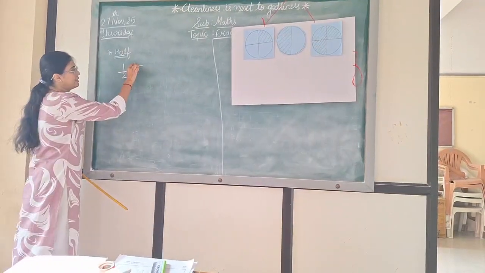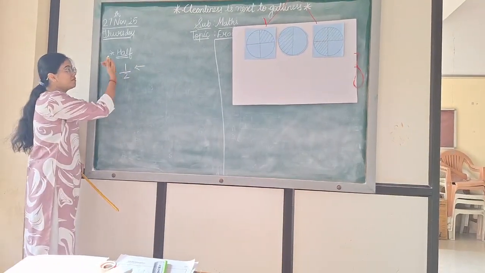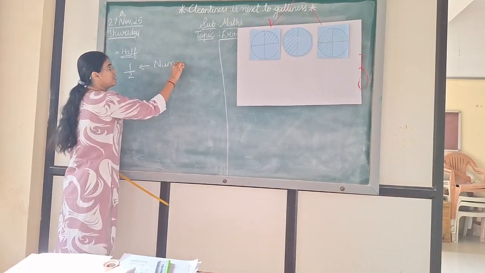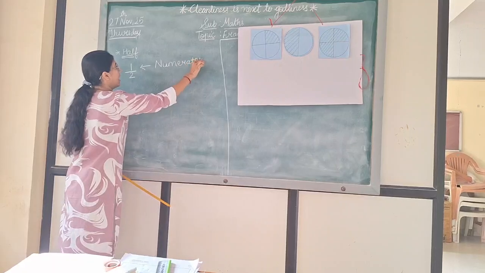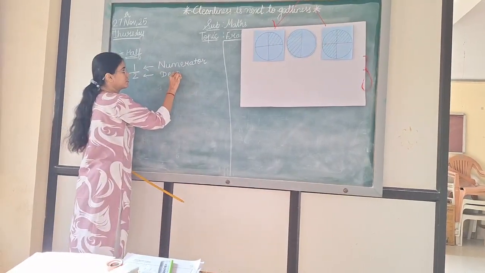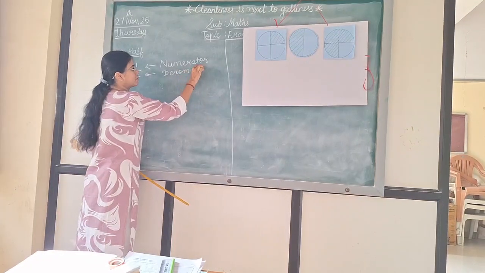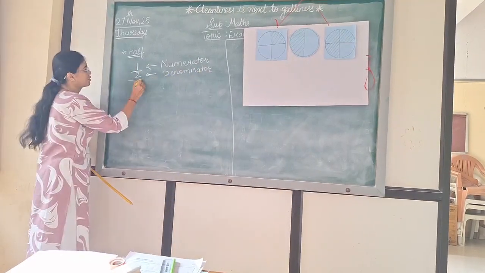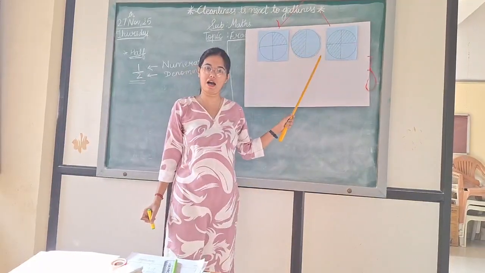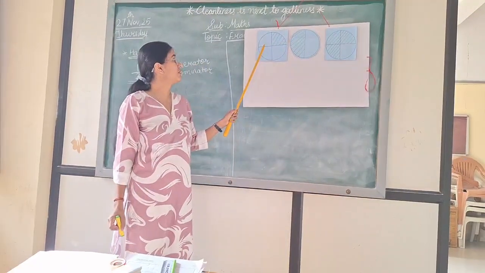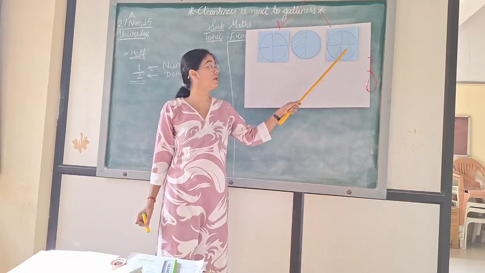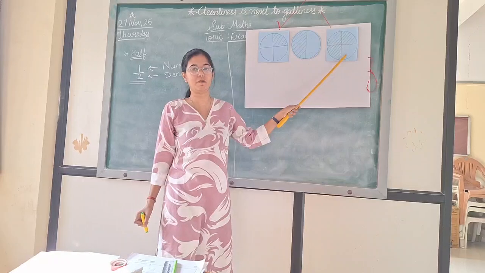And see, this one which is above the line is called the numerator. And the number which is below is known as the denominator. And this fraction 1/2 is called a half. Okay. Now next, there are a total of 4 parts made over here.